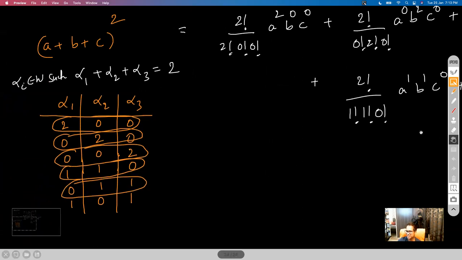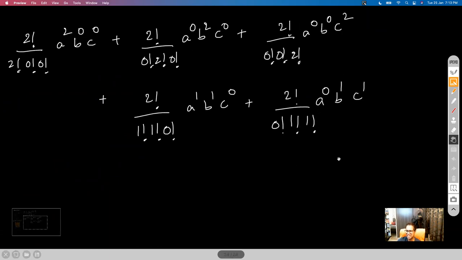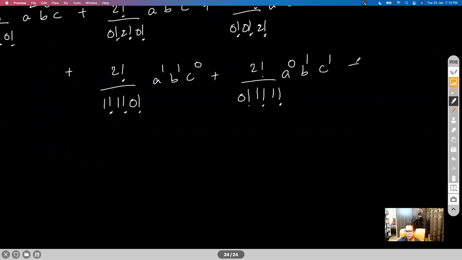Okay, 0, 1, 1 combination. So 0, 1, 1 means it will be 2 factorial, 0 factorial, 1 factorial, 1 factorial, a to the power 0, b to the power 1, c to the power 1. And the last term will come from this combination. Okay, so that is going to be 2 factorial, 1 factorial, 0 factorial, 1 factorial, a to the power 1, b to the power 0, c to the power 1.